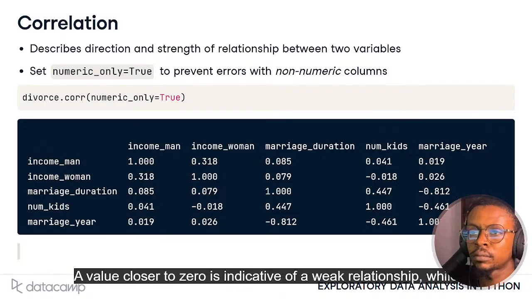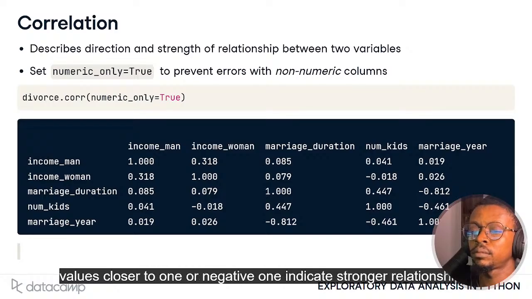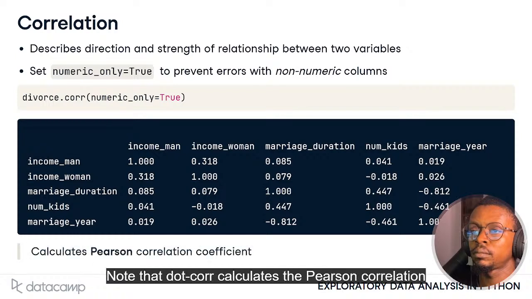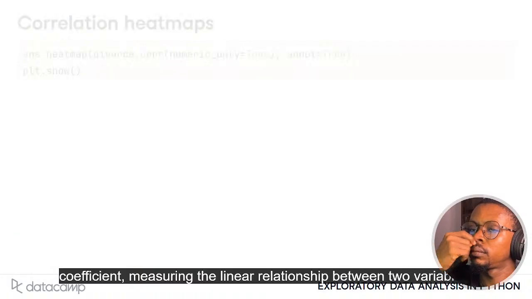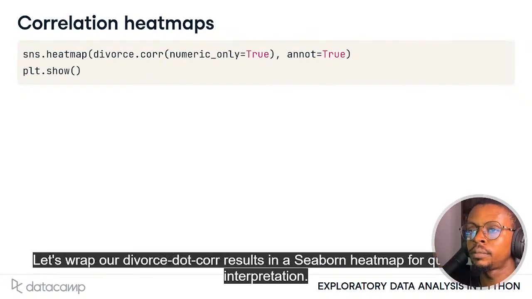A value closer to 0 is indicative of a weak relationship, while values closer to 1 or -1 indicate stronger relationships. Note that .corr calculates the Pearson correlation coefficient, measuring the linear relationship between two variables. Let's wrap our divorce.corr results in a Seaborn heatmap for quick visual interpretation.